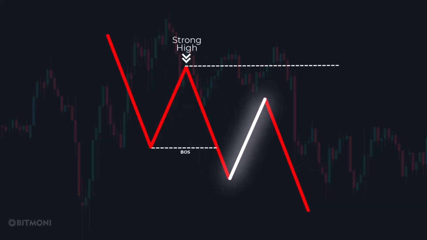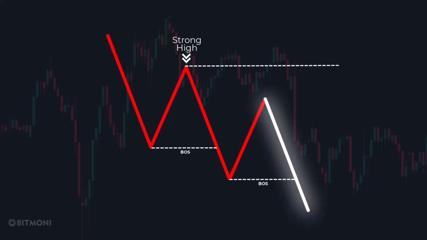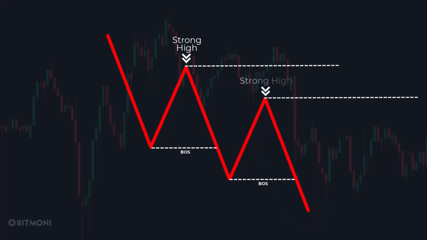If price pulls back but can't rise above this strong high, it shows that buyers are losing strength. The minor low formed during this weak upward move is referred to as a weak low. This low is considered weak because the market lacked the power to reverse the downtrend. Once price breaks below that weak low, it confirms that bearish structure is still intact. A fresh move downward confirms another strong high, reinforcing the ongoing trend.